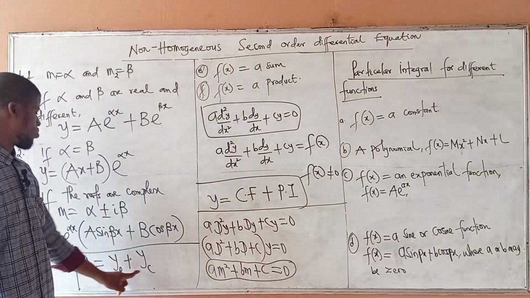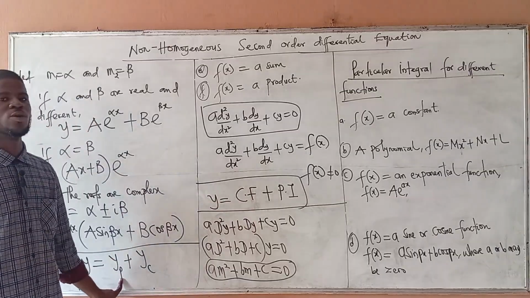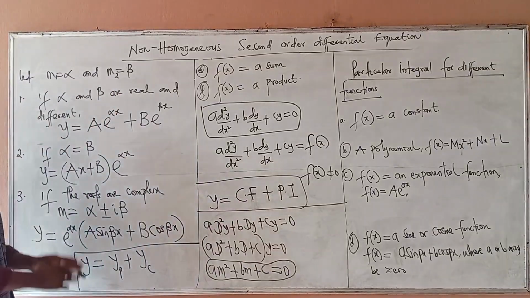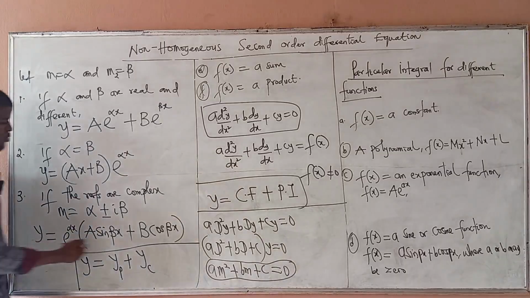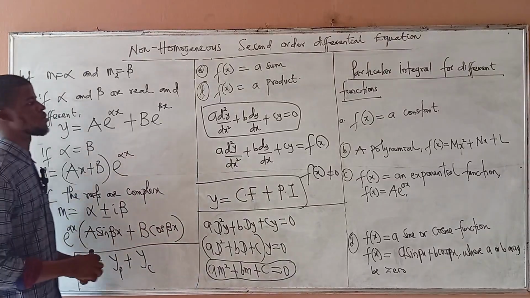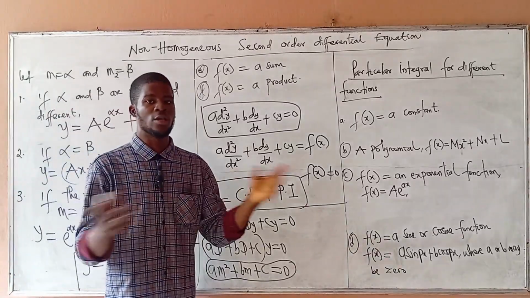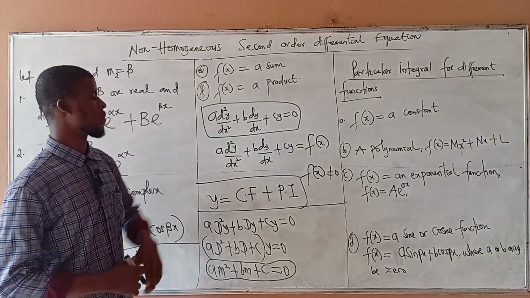I can use any one. Yc is the complementary function, this. Yp is the particular integral, this. So if it is homogeneous, this will just be the solution. But when it becomes non-homogeneous, we now determine the particular integral, and that is where the work actually is. So I have some functions on the board.